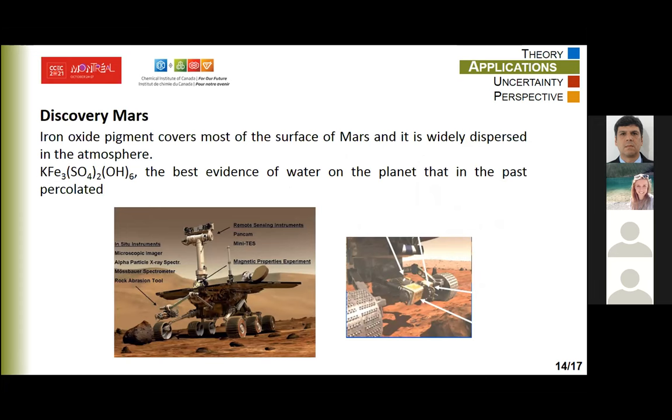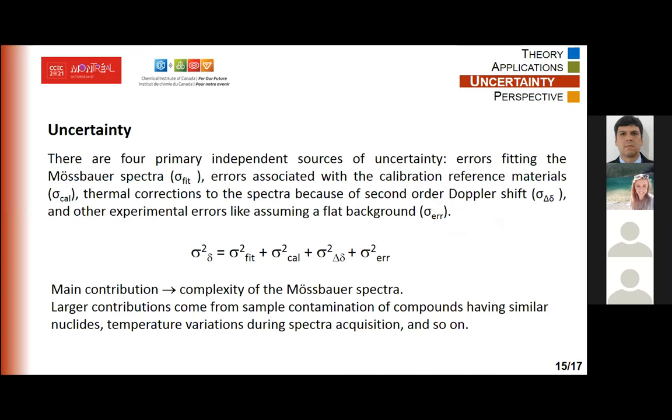The accuracy of Mossbauer spectroscopy is related to three main sources of uncertainty. In fact, the main contribution is that related to the fitting of Mossbauer spectra, but we also have errors associated with the calibration, thermal interferences, and errors related to the reading of the background. Among all these errors, the greatest contribution to the uncertainty is related to the complexity of the Mossbauer spectra, but the temperature interference also plays an important role. Although the uncertainty values are reported to be within 0.005 and 0.01 millimeter per second, it's clear that it is related to several factors and also to the ability of the operator.